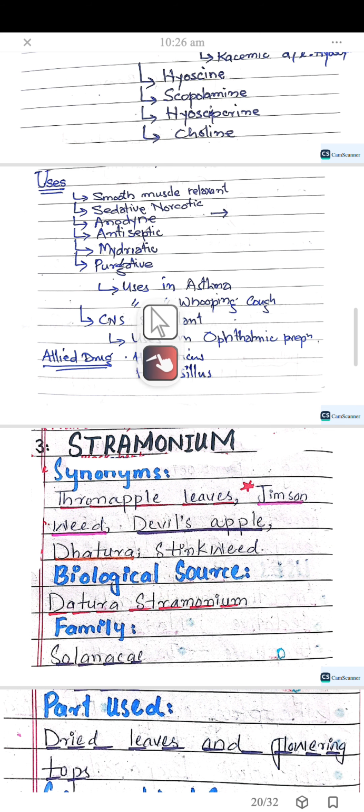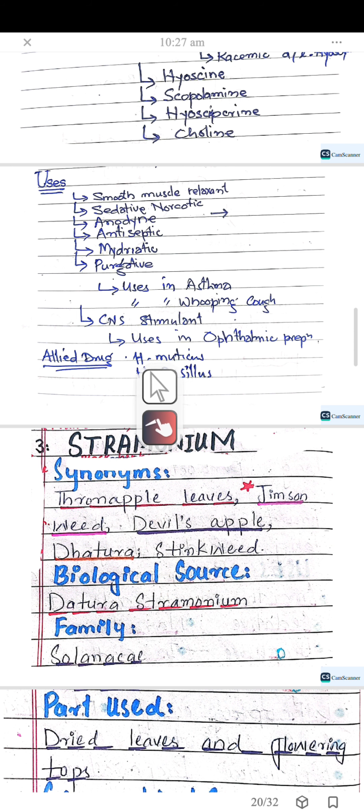Whooping cough is also very prominent in children because in such cough, the child suffers from severe coughing, and a sneezing-like or whistling-like noise appears while the child breathes. It is a sinus stimulant. It is used in ophthalmic use as it is used mydriatically, to dilate the pupil of the eye. So it is used in ophthalmic preparations.